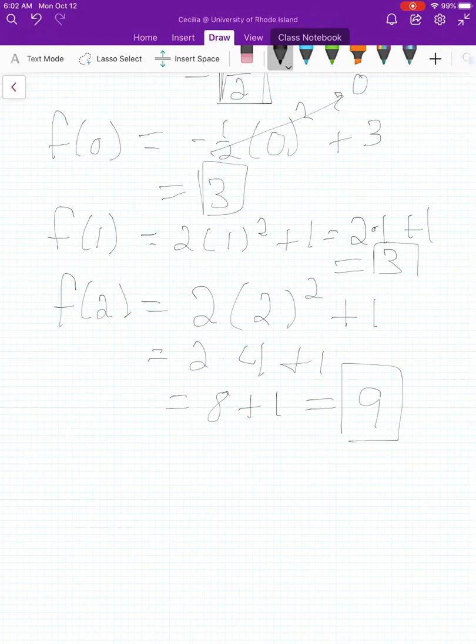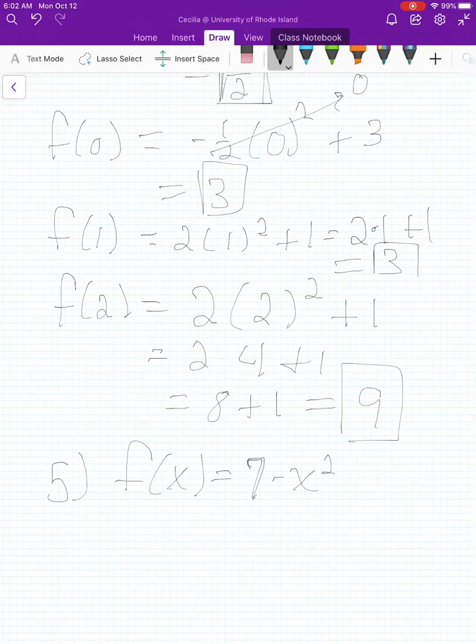For this next set of problems, we're going to be looking at the domain, looking at some functions and determining what their domain is. So for the first one, we're given f of x is equal to 7 minus x squared.